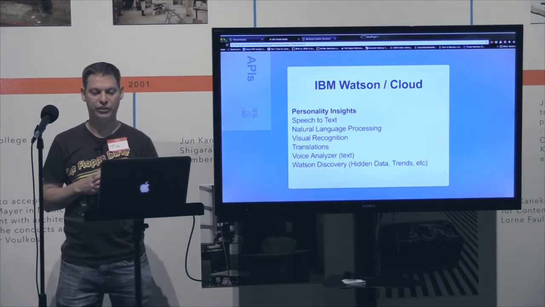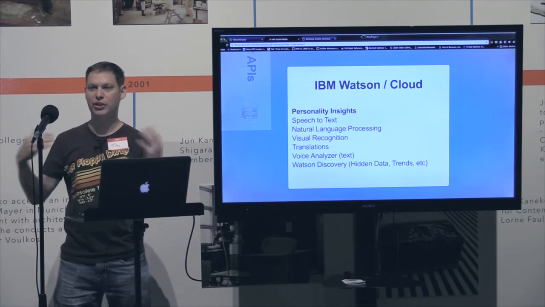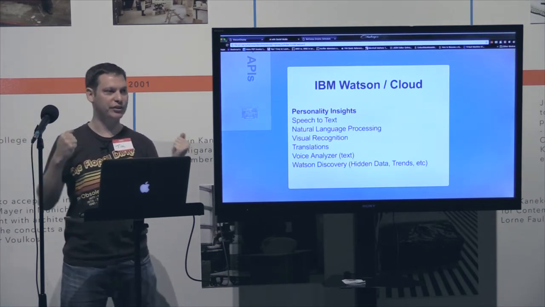Watson Discovery is just kind of a beast. It's a lot of data and trends. Just give it a bunch of data like Walmart sales or something. It's going to figure out some things.